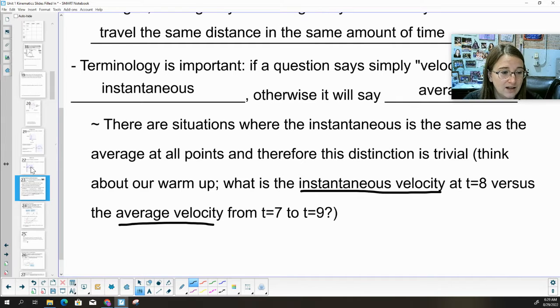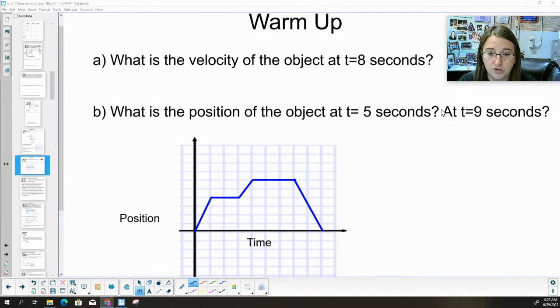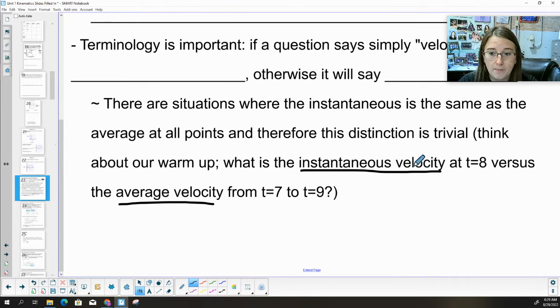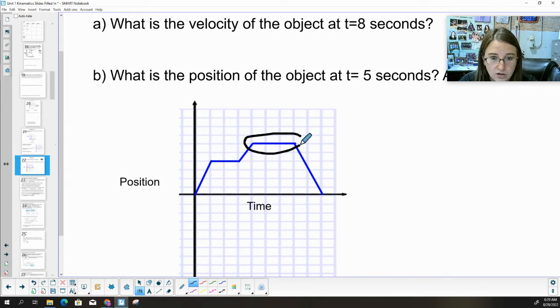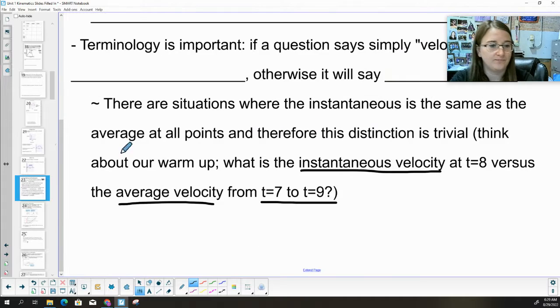If you look at the warm-up that's on your slides, we're going to do this tomorrow, but instantaneous at t equals 8 versus the average from 7 to 9, well, that's right here. Yeah, t equals 8 is right in here, but it's all the same from 7 to 9, right? So sometimes it's kind of trivial to talk about it like that.